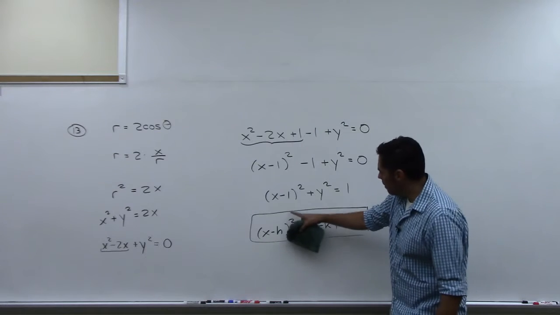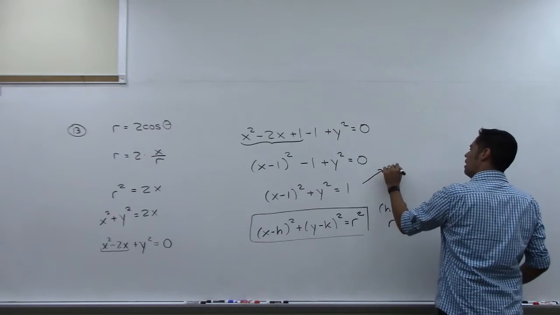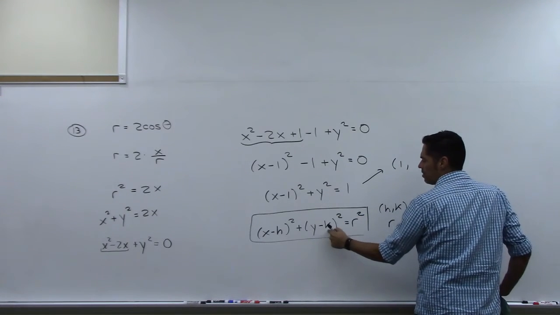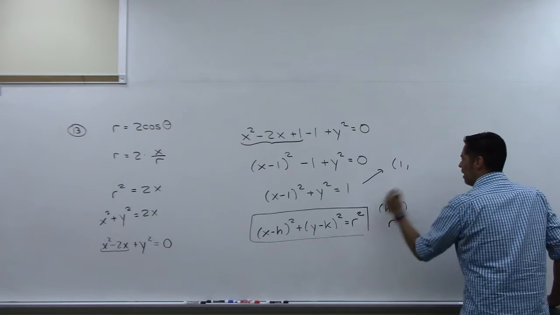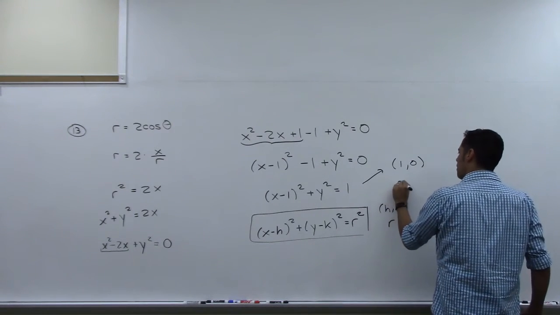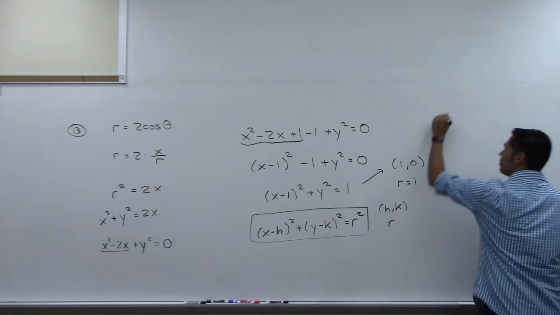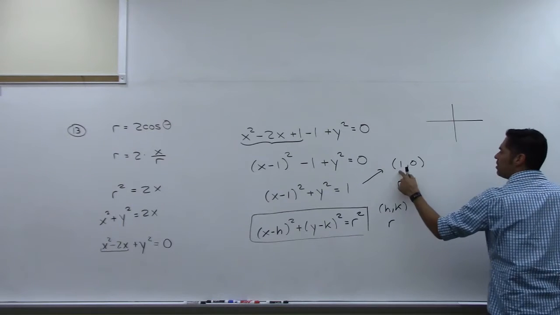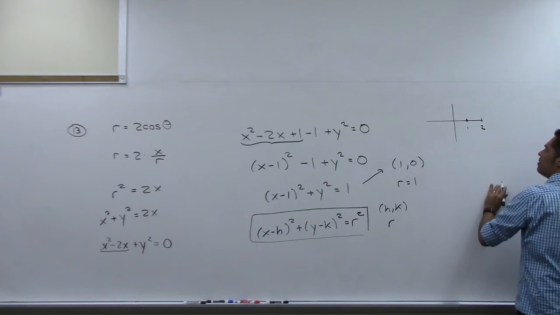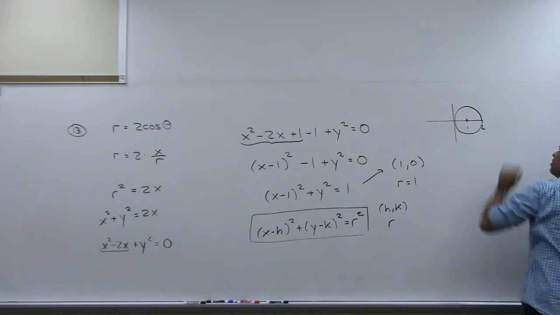So if I come back up here, I notice that I have x minus 1, so h here for me is 1. And since this y is by itself, there's no minus k, I can assume that k is 0. And then this is the radius squared, so I know that my radius is 1. So this is the equation of a circle that has a center of (1, 0) and has a radius of 1. So that's your curve.